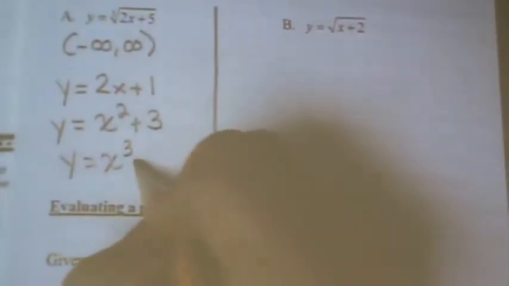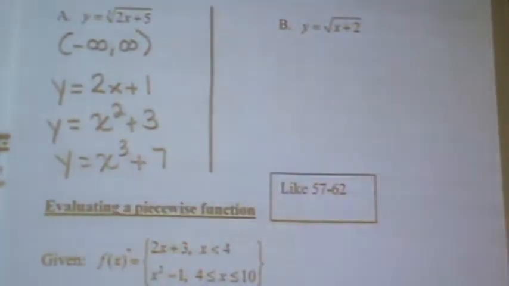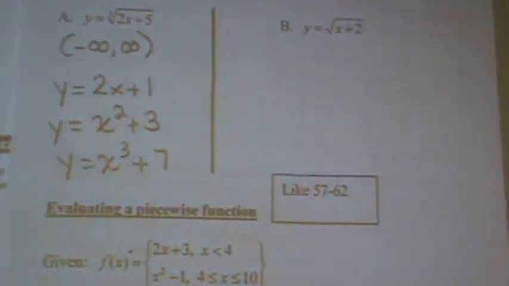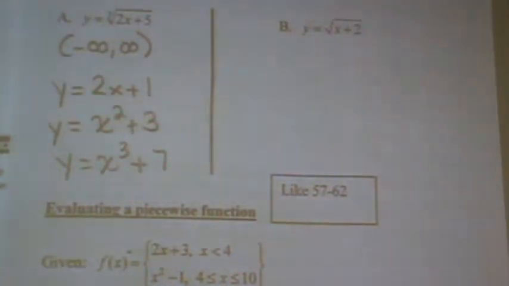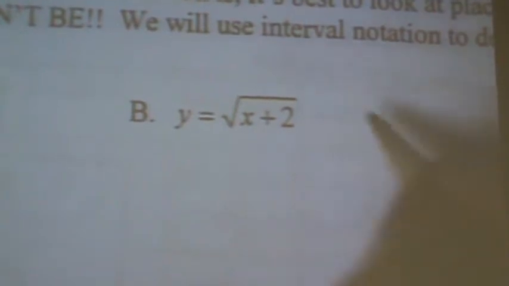You can cube any number, positive, negative. What equations are you going to have trouble with? Radical equations. That equation right there. Why is this a problem? Why isn't the domain all real numbers on this one?